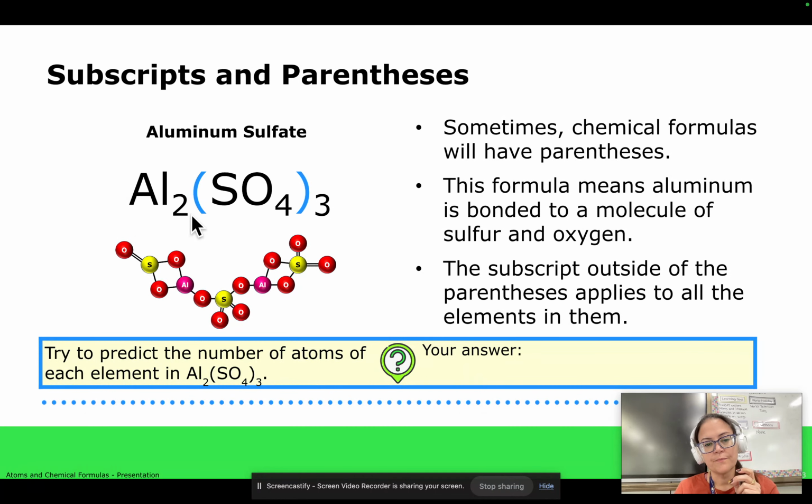Okay, so make sure the subscript always goes next to the one that it's with. If it's outside the parentheses, it goes to the entire thing inside the parentheses. Notice the 3 does not affect the aluminum. It only affects the sulfur and oxygen because that's the only thing inside those parentheses.